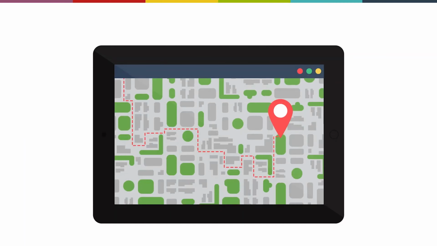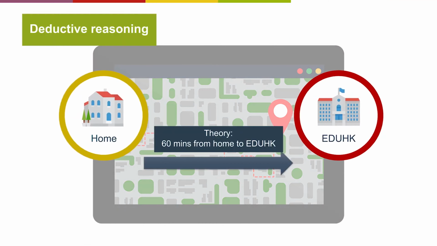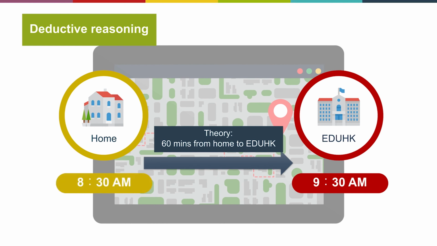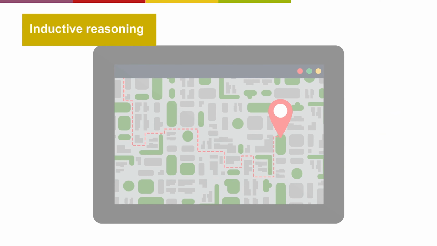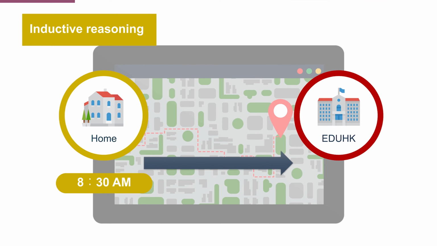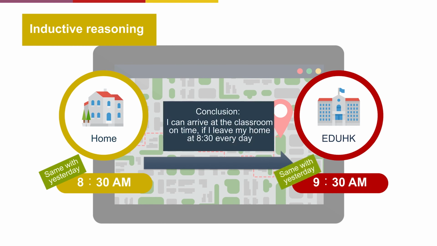Let's look at an example. Deductive reasoning. Every time it takes me 60 minutes to go to EDU from my home. Tomorrow, my class will start at 9:30. Therefore, if I leave home at 8:30 tomorrow morning, I will be on time. Inductive reasoning. Today, I left for EDU at 8:30 and arrived on time at 9:30. Yesterday, I left at 8:32 and was also on time. As such, if I leave home at 8:30 every day, I can arrive at the classroom on time.